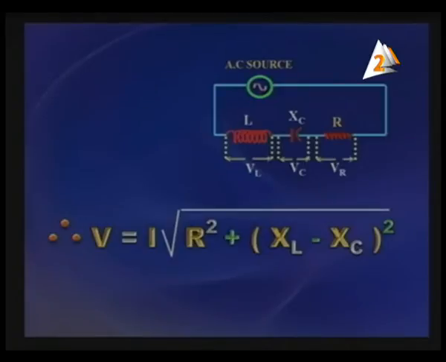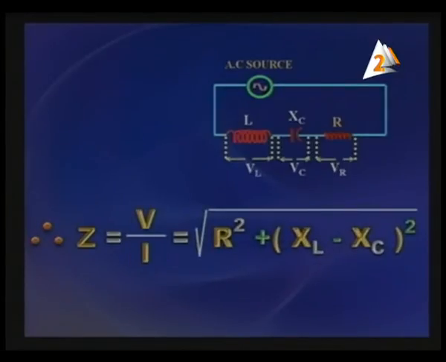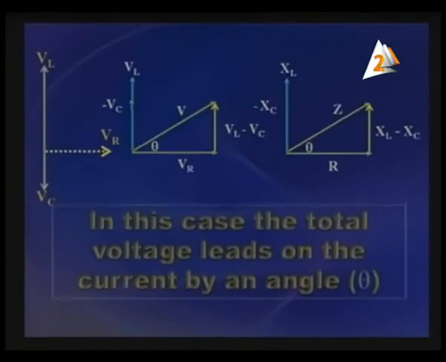So V is equal to I square root R squared plus XL minus XC squared. So the impedance, which is V over I and is denoted by Z, is equal to square root R squared plus XL minus XC all squared. Okay, this is when XL is greater than XC. And in front of you are the vector diagrams.